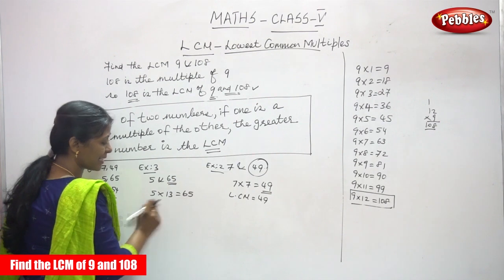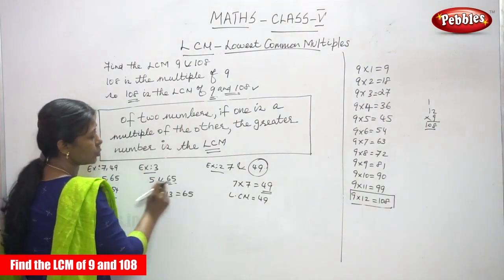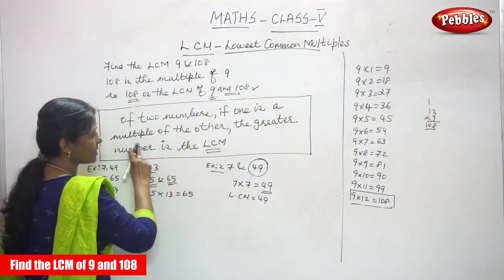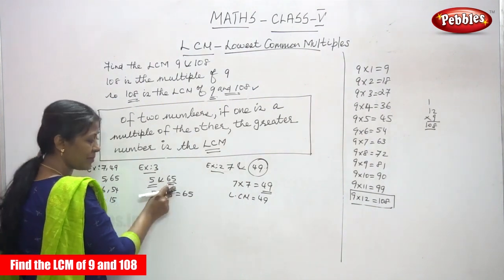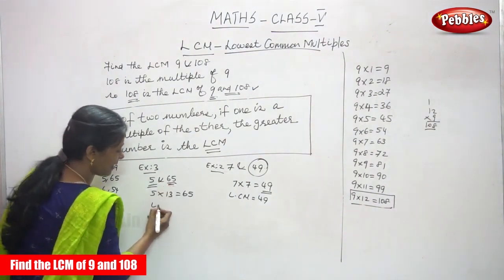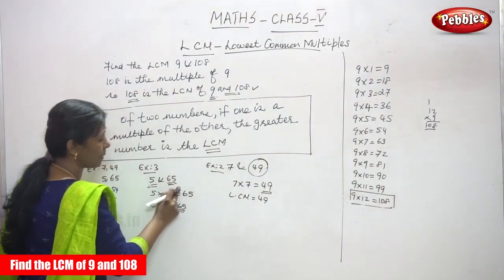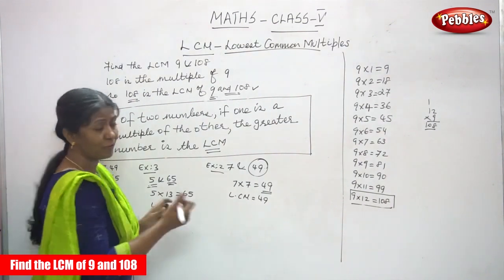So we will apply this rule. Of two numbers, if one is a multiple of the other, so 65 is a multiple of 5, then the greater number is the LCM. So 65 is the LCM of these two numbers, that is 5 and 65. Next, example 4 we have to see.